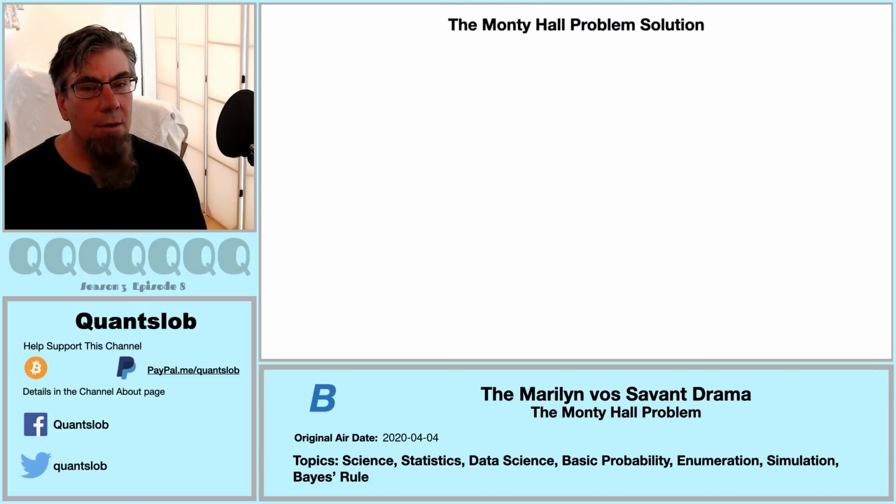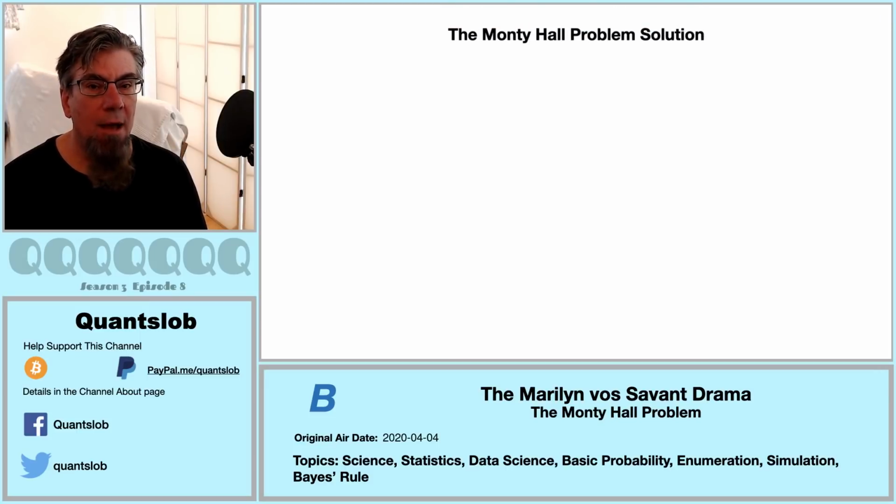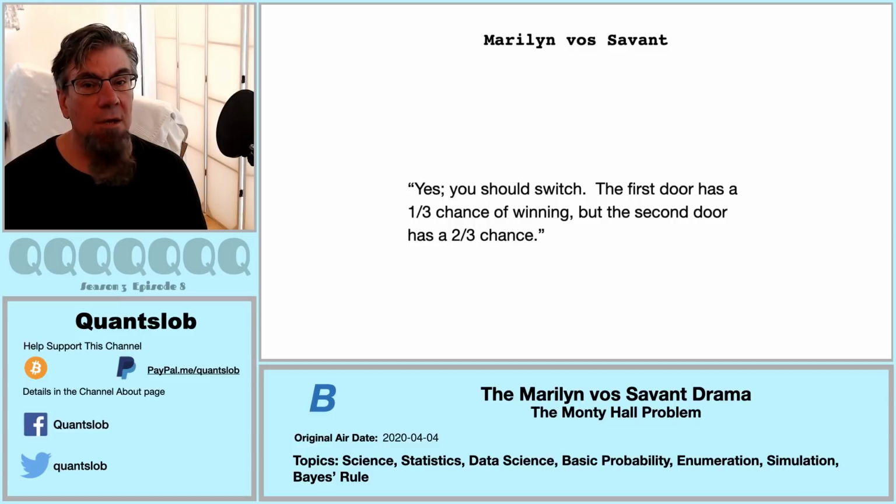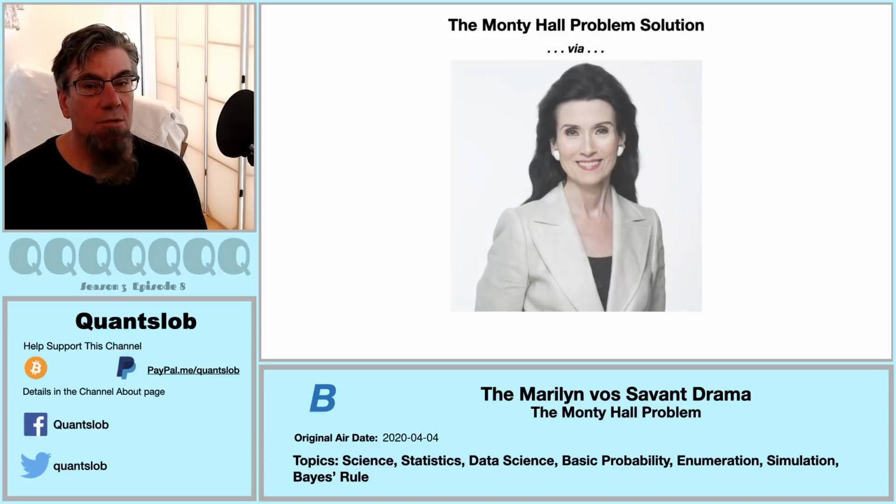It is important to note here that the solution to this problem had been known for many years prior to 1990, published and discussed without fanfare and without any sort of controversy that I'm aware of anyway. So Ms. Savant replied, and I'm paraphrasing, that yes, you should switch. By doing so, you improve your chance of winning from 1 in 3 to 2 in 3. This is and was generally regarded as the correct answer. Very neatly and concisely articulated for the reader, simple as that, and so of course everyone just gets on with their lives. Well, not quite.